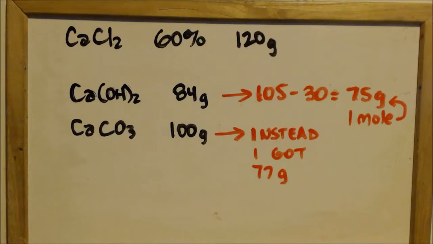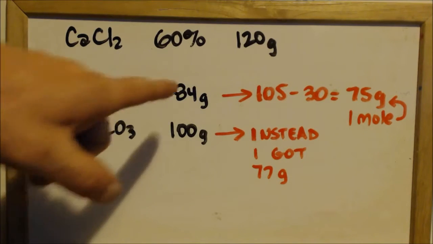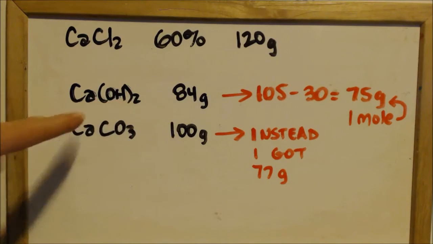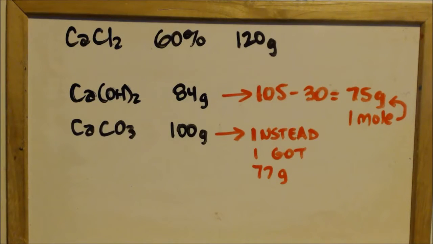Now we started out with calcium chloride at 60%. That's 120 grams. That's like maybe 10% over a mole. So we should have gotten 10% over a mole for this because the stoichiometry was 1 for 1. But we ended up getting 105 grams minus 30 in water. That's 75 grams. We actually got almost pretty much exactly 1 mole. So we lost 10% of a mole there.